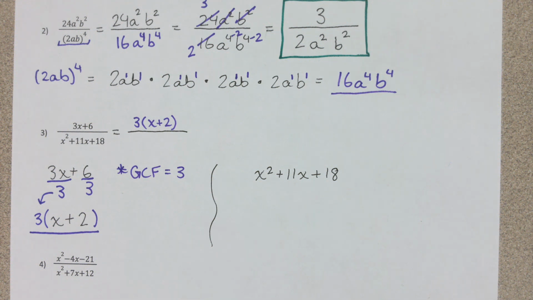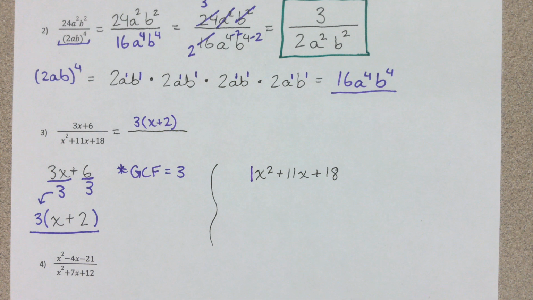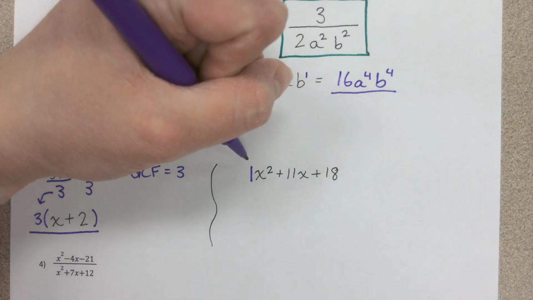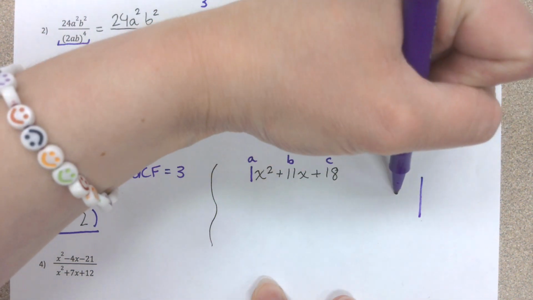Not the exponent. What's the first number? 1. If any of your numbers are 1, automatically no GCF, because we will never pull out a 1. Pulling out a 1 does nothing. So if you see that that first x squared has nothing on it, no GCF, go immediately into the ACB chart. So let's label A, B, C. Set up our ACB chart.